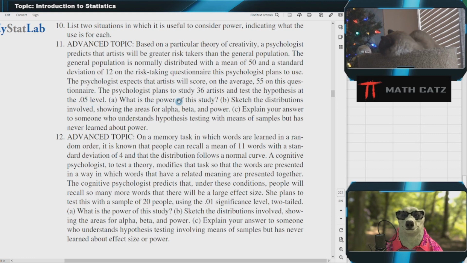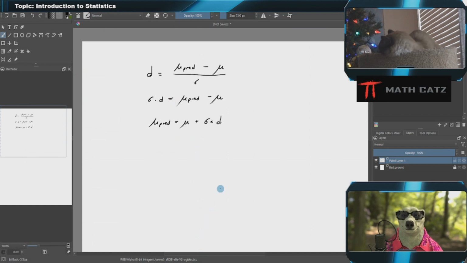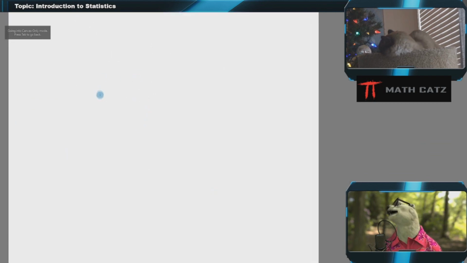What's the power of this study? We might need to sketch the distributions to figure this out, and I'm not going to do the whole explanation portion. So let's see, what is the power of this study? So we have 36 in our sample, and our alpha is 0.05. So before we go to the calculations here, let's just try and visualize what's happening to help us a little bit. Let's move this up a little bit so we don't worry about those things.